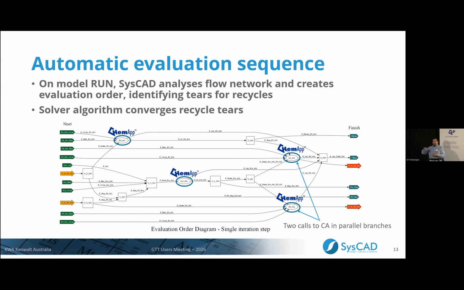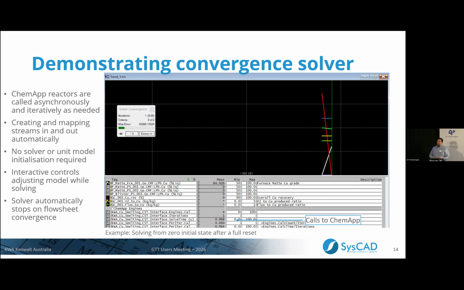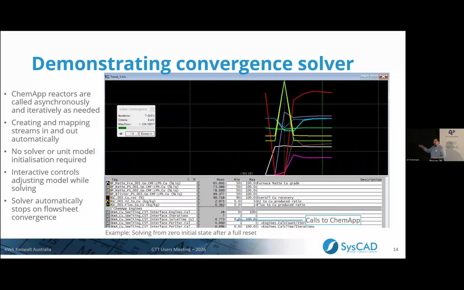SysCAD automatically breaks this down into different threads, and even spins off different ChemApp instances for each one of these, so they get solved in parallel. And this is the result of that particular simulation, starting from a fully initial state of the model. In one of these trends, you can see the evolution of the different results.